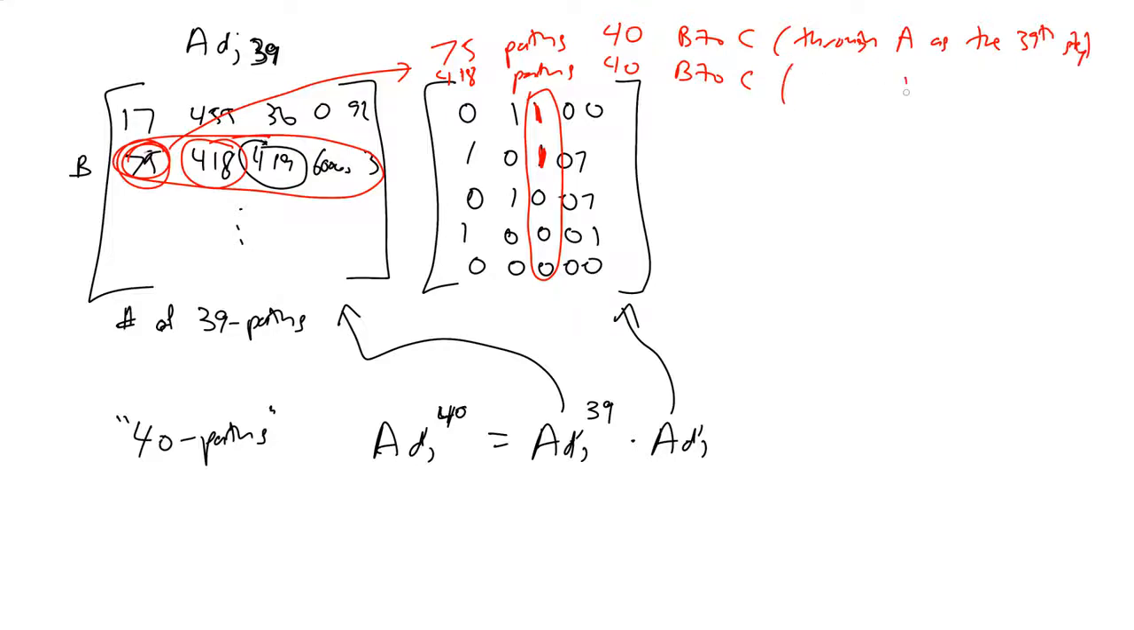And this was through B as the 39th step. And then, since this is 0, this is 0, this is 0, I don't care how many different ways there are to get from B to C in 39 steps, because I can't get from there to C. And I don't care how many different ways there are to get from B to D in 39 steps, because I can't get from there to C. And I don't care how many different ways there are to get from B to E in 39 steps, because I can't get to C from E. And so the whole thing works out to give you exactly that number of paths.